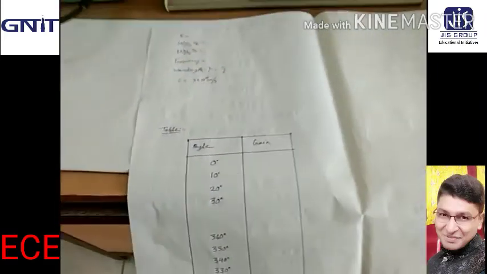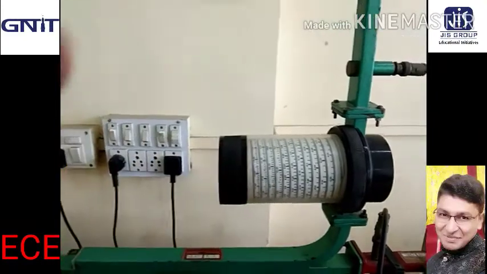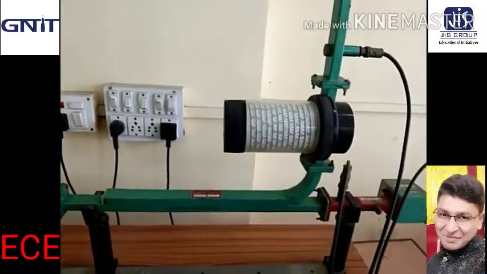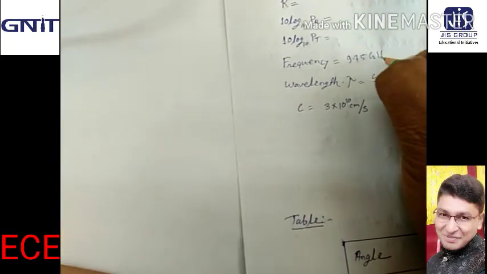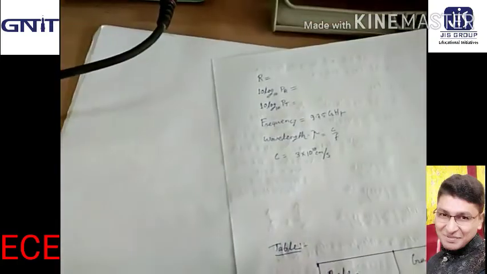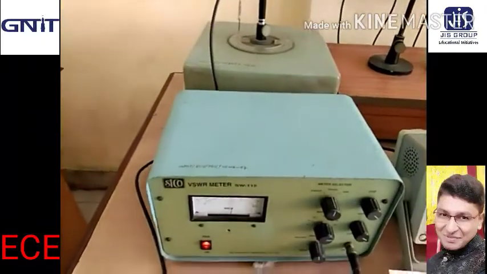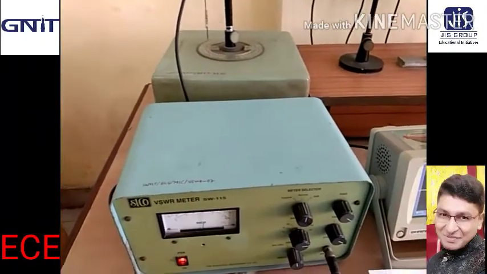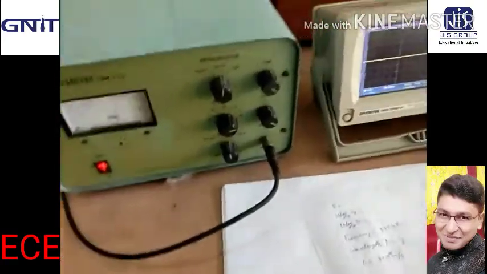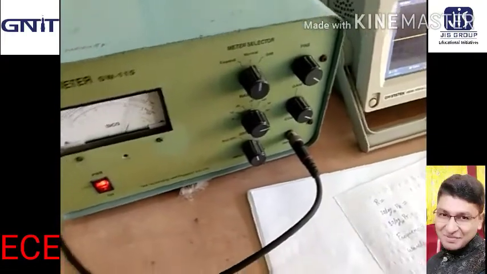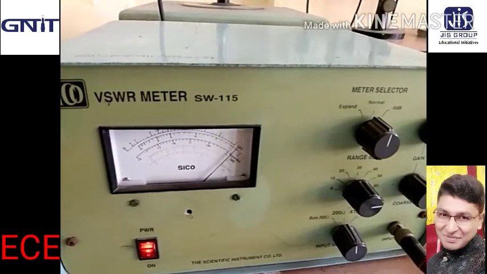Frequency is this frequency meter reading, that is 9.75 gigahertz, and 10 log PT is 0 dB, showing on this scale.